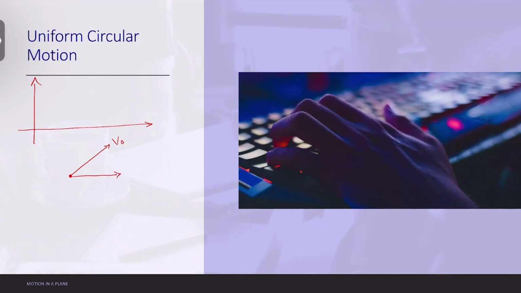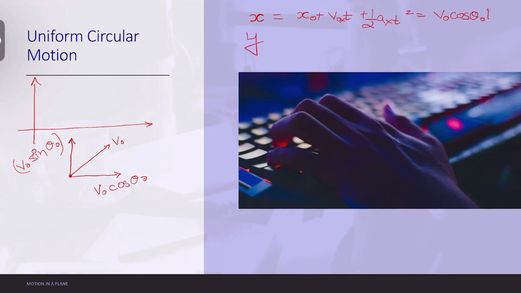Therefore, I can resolve it into two components, namely v naught cos theta naught and v naught sin theta naught. Then first of all, the derivation would be for x and y. How can we derive it? It is x equals x naught plus v naught t in x direction plus half ax t square, which leaves us with v naught cos theta naught t. Similarly, y equals 0 plus v naught sin theta naught t minus half g t square.